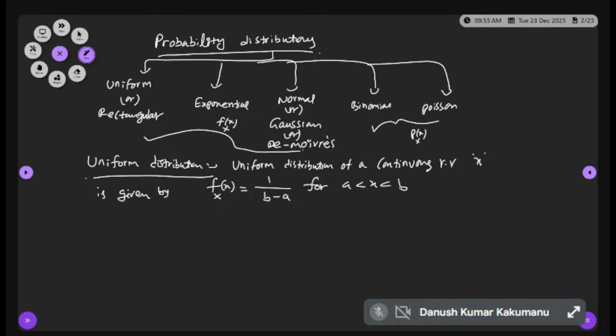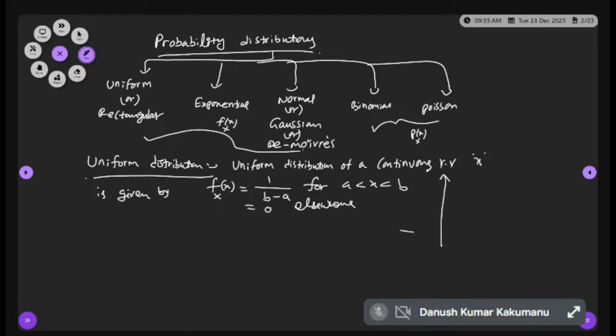F of x, PDF, we are using PDF notation, is equal to 1 by b minus a for a less than x less than b. Sometimes they will write the equal symbol also, no problem. For a continuous distribution, less than or equal also is no problem. Discrete is a different case, continuous is different. And it is equal to 0 elsewhere.